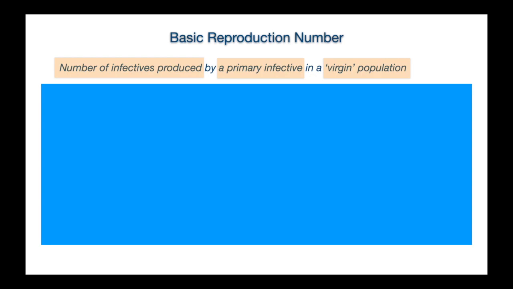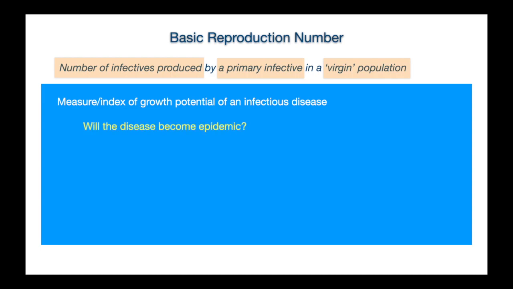By looking at the definition, you can tell that the concept is trying to measure the growth potential, and a good measure of the growth potential will surely answer a lot of questions, such as whether the introduction of the infective will lead to epidemic, and how much effort will be required to contain the spread. And you're right, this is what R0 does.